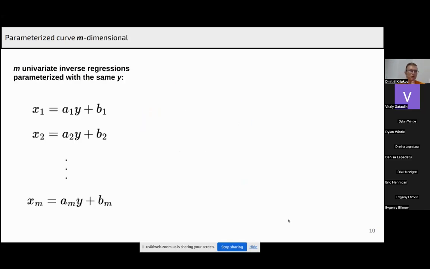Now, suppose we determined m linear equations of the same parameter y. These are equations for all our biomarkers in a particular data set. My question to you now: what will be the shape of the curve in multidimensional space? Try to think about this. It's quite interesting.